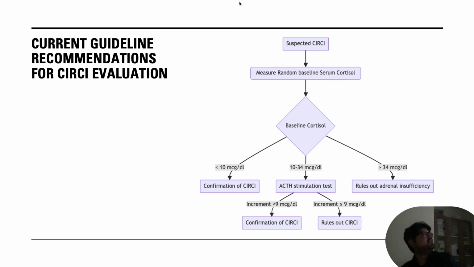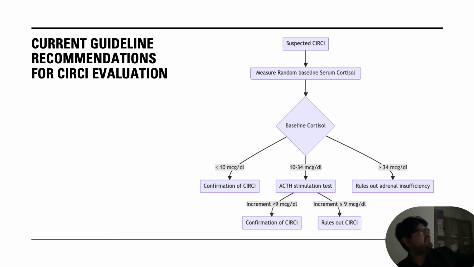And that is where the cutoffs really come in, and this is now part of guidelines. So when you are suspecting this, this is how you assess. This is where the new cutoffs for ICU come into the picture. You are suspecting CIRCI, so you do a random baseline cortisol. If it's less than 10, it confirms adrenal insufficiency, and that's why I said in ICU this is the cutoff you need to use. If it's more than 34, it rules out adrenal insufficiency, but again this is an area of controversy. The upper limit is always controversial. Technically you can never thoroughly rule it out, but assuming that you rule it out.